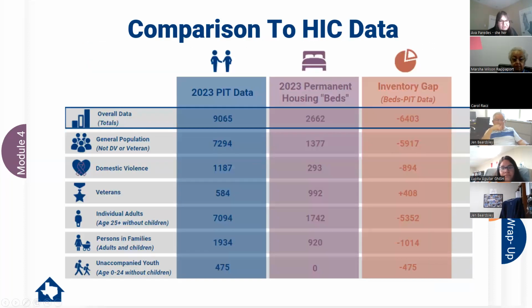All right, so here's a comparison of the 2023 PIT data to the 2023 housing inventory count data. This is what we would call a gaps analysis. This kind of gaps analysis is an excellent way to find areas that you might be needing funding for. You can see that while we have a surplus in veteran beds, we also have a significant deficit in beds for general population single adults without children.